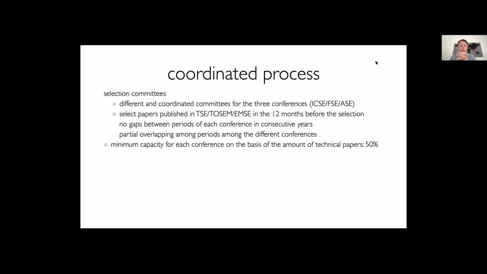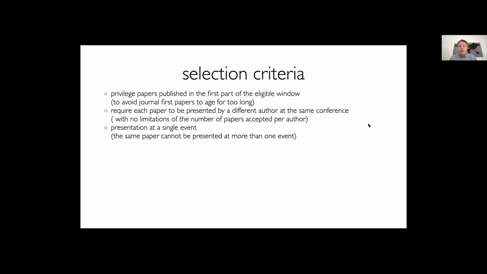Another thing is to ask the conferences to give a minimum capacity, because of course, if the number of journal-first papers grows over a given threshold, some conference may decide not to accept all journal-first papers. My personal opinion is that the more we present, the more we share ideas, the better it is for the community. But I also understand, having organized ICSI some years ago, that organizing too many sessions with too many papers is difficult. So in general, we would suggest a limited, a minimal amount.